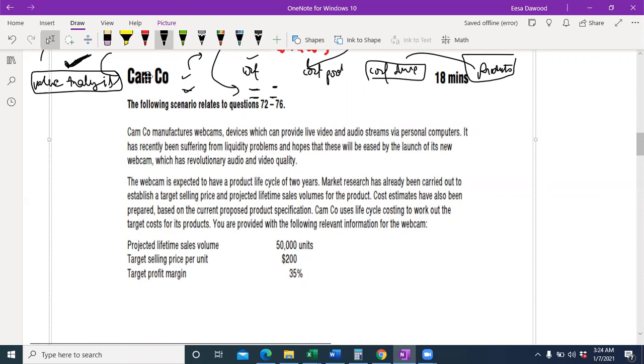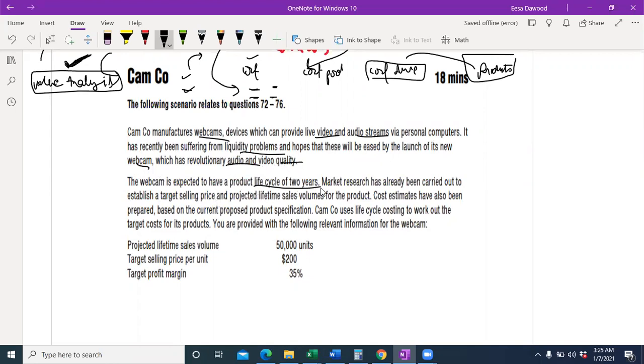Camco manufactures webcam devices which can provide live video and audio streams. It has recently been suffering from liquidity problems and hopes that these will be eased by the launch of its new webcam, which has revolutionary audio and video quality. The webcam is expected to have a product life cycle of 2 years. Market research has already been carried out to establish a target selling price and projected lifetime sales revenue for the product.